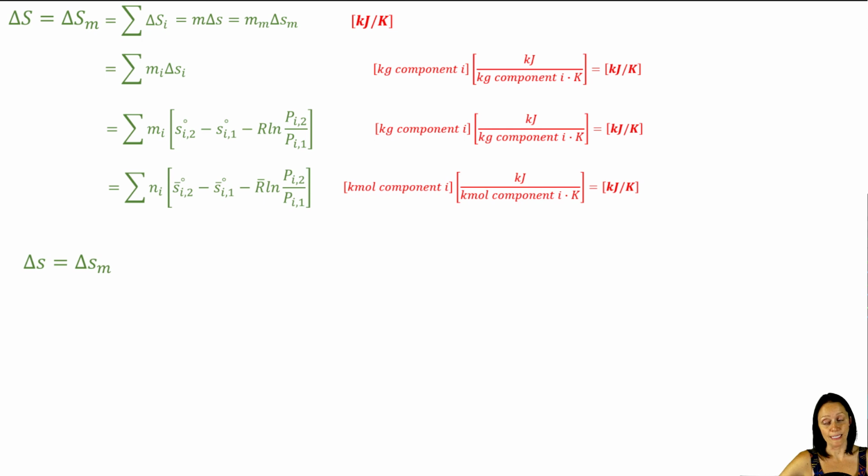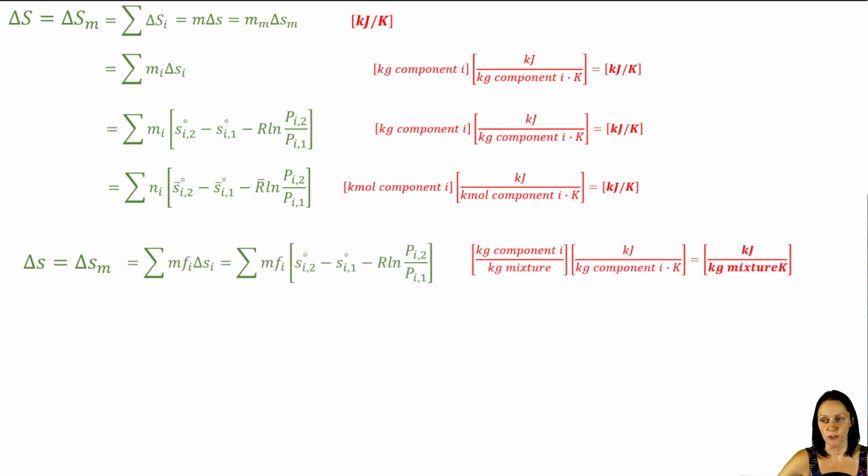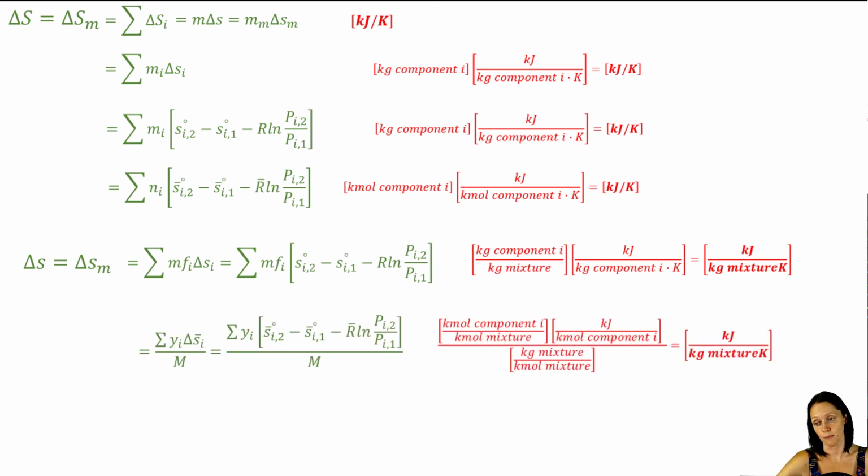You can also calculate delta little s. So you see that I'm multiplying by the mass fraction as opposed to the mass, still getting kilojoules per kilogram of the mixture times Kelvin. And I also have an equation that uses the mole fraction. Still a little bit ugly. You're dividing through by the molar mass, but you still get the same units: kilojoules per kilogram of the mixture, Kelvin.